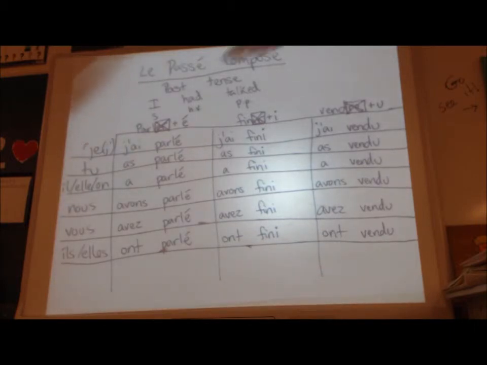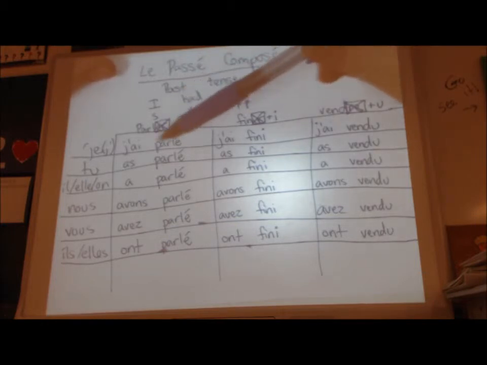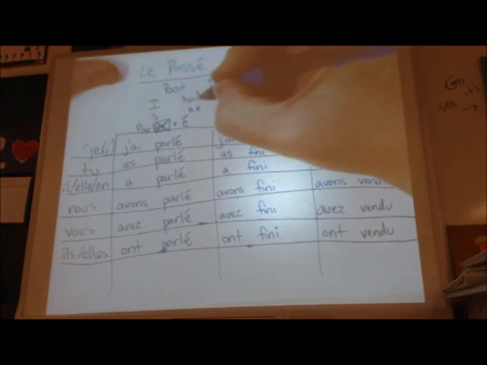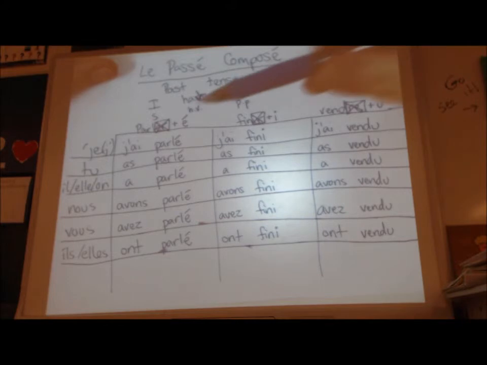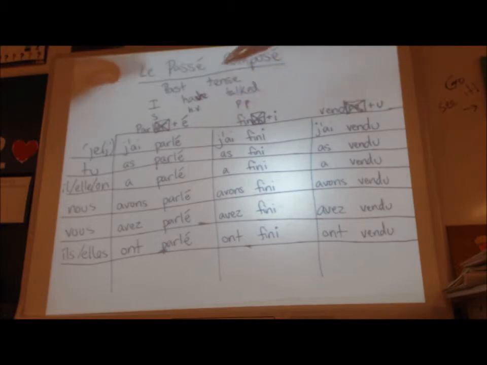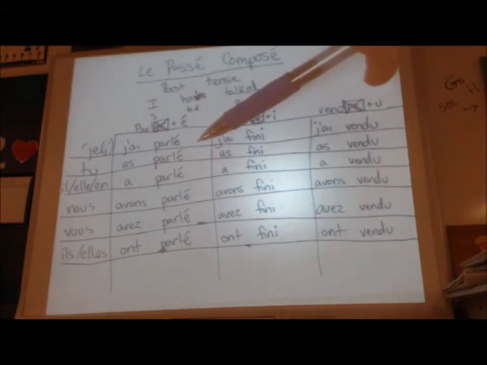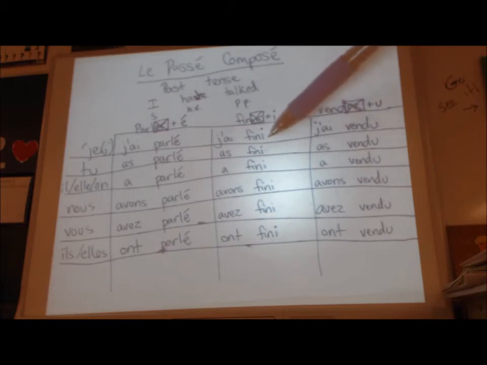So those are your typical conjugations using avoir in the past tense, the passé composé, for ER and IR and RE verbs. Just so you know real quick, j'ai parlé can mean I have talked, or it can also just mean I talked. In English we can omit the helping verb and say I talked. So the past tense can mean both I have talked and I talked. And so this could be I have finished, I finished. Or I have sold, I sold.